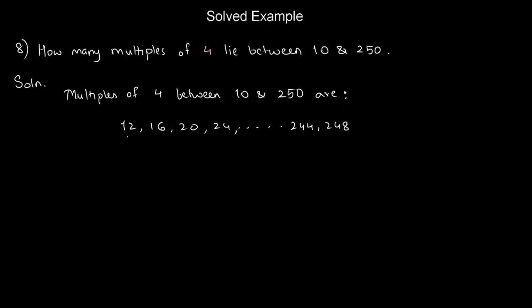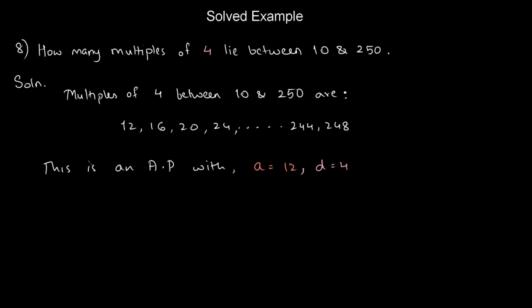If you notice, these multiples of 4 form an arithmetic progression where the first term a is 12. This is an arithmetic progression with the first term a equal to 12, and the common difference: 16 minus 12 is 4, 20 minus 16 is also 4, which makes sense because these are all multiples of 4. So the common difference is 4.